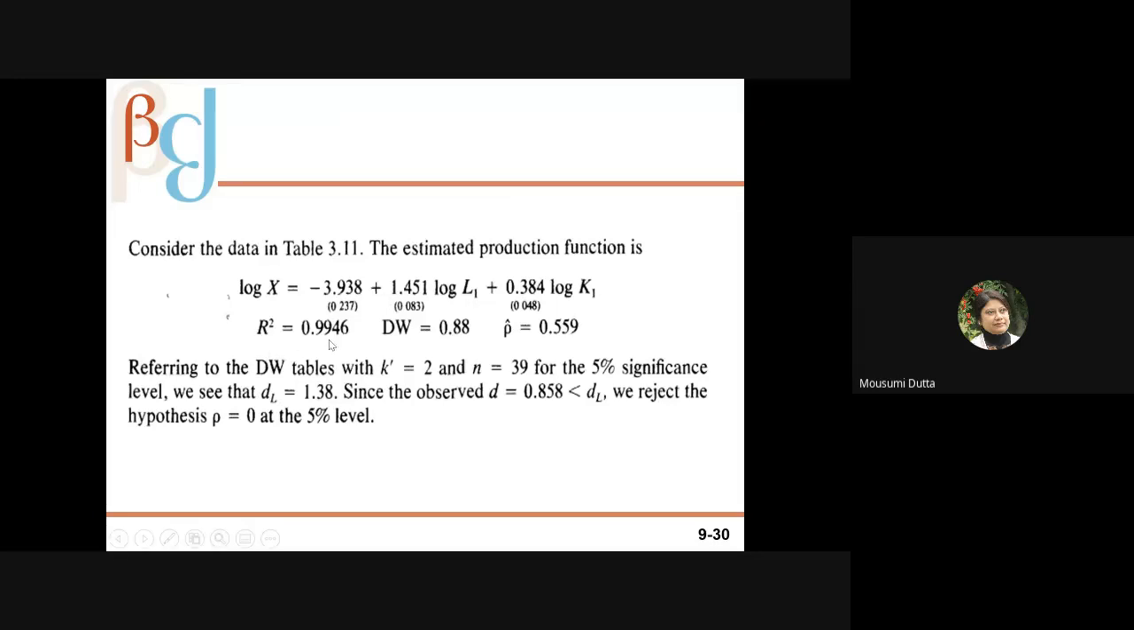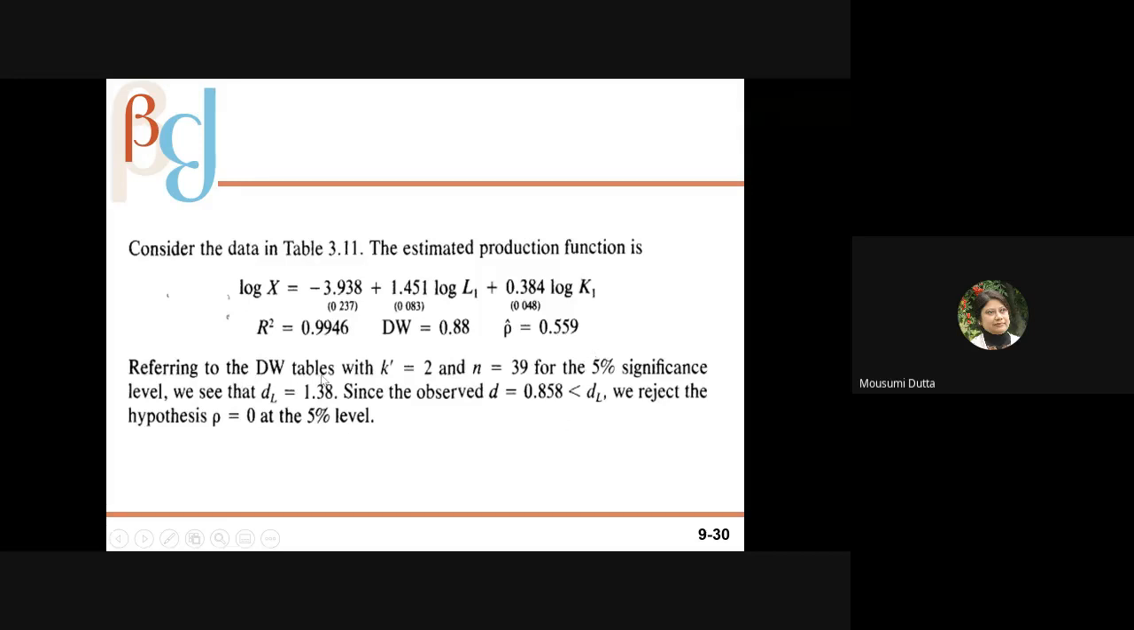And there is R square, the typical thing, and there is the calculated DW statistic, 0.88. The DW statistic has been calculated. Actually, when the model is there, you will be able to calculate the residual, and on the basis of the residual, if it is time series data, you will be able to calculate the DW statistic. So this is the DW statistic. And also there is a value of rho hat, 0.559.